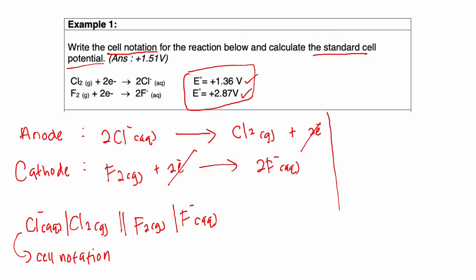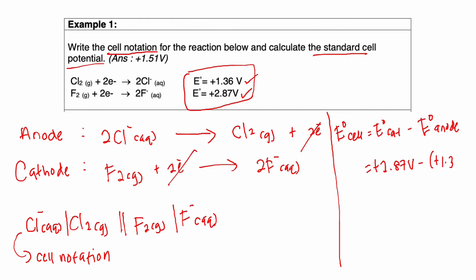Okay. Now, to calculate the E naught cell, we know we want to get E naught cathode minus E naught anode. Kakak tolak adik. Kakak mesti besar. Kakak tolak adik. So just write positive 2.87 volt minus positive 1.36 volt. We are going to get 1.51 volt. There you go. Easy, right?